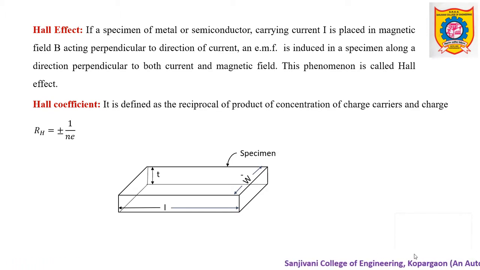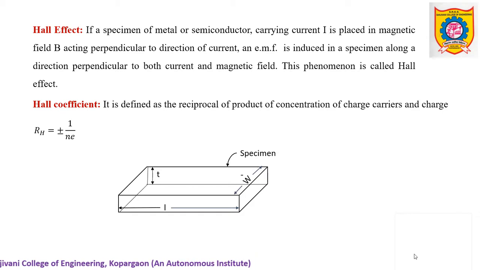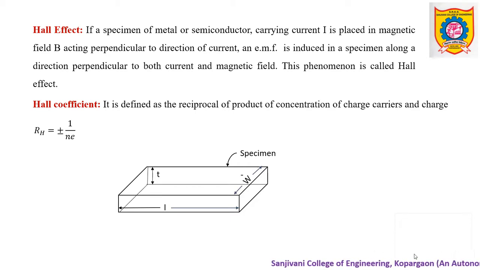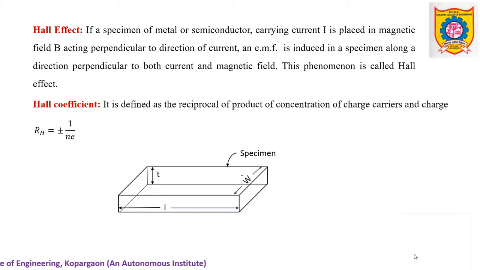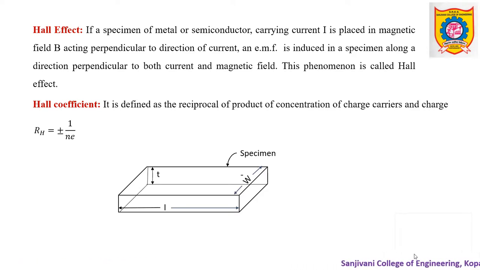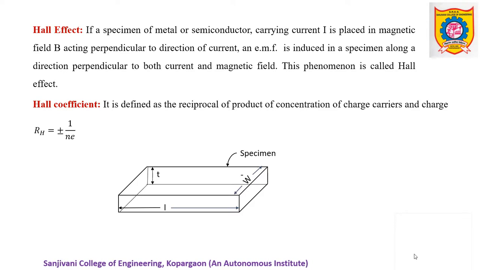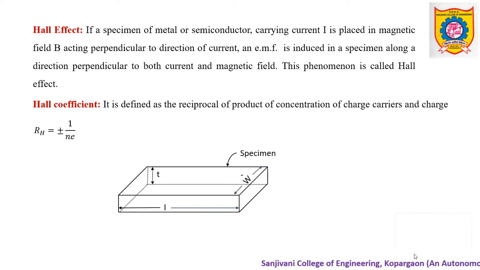So if the specimen is of metal, it will have charge carriers as electrons. We know in previous videos we have seen that electrons are the charge carriers in case of metals. But if it is semiconductor, then which type of semiconductor it is? Either intrinsic or extrinsic. Accordingly, it will have the charge carriers. If it is intrinsic semiconductor, then the number of electrons and holes will be same. But if it is p-type semiconductor, then it will have more holes, means majority charge carriers will be holes. And in case of n-type semiconductor, electrons will act as majority charge carriers. Okay, so we have considered one specimen.